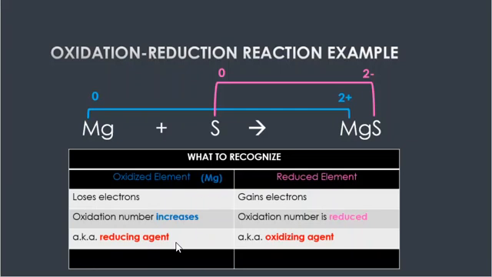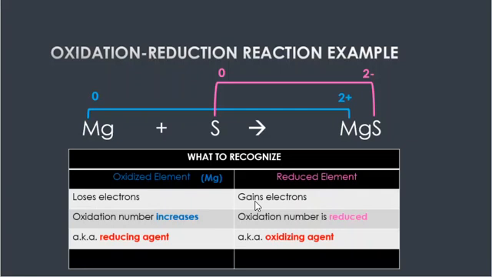Were you able to guess that the oxidized element was magnesium? Notice we're going from 0 to +2. The oxidation number is increasing or becoming more positive due to a loss of negative particles. Let's look at the reduced element.